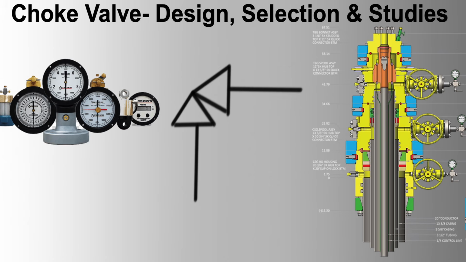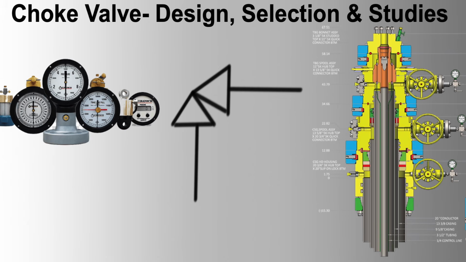Materials of construction. 1. Body and bonnet materials. Carbon steel. Economical and suitable for non-corrosive environments. Stainless steel offers good corrosion resistance for mildly corrosive applications. High-grade alloys, Inconel and Hastelloy, provide superior corrosion resistance for sour service and aggressive fluids.